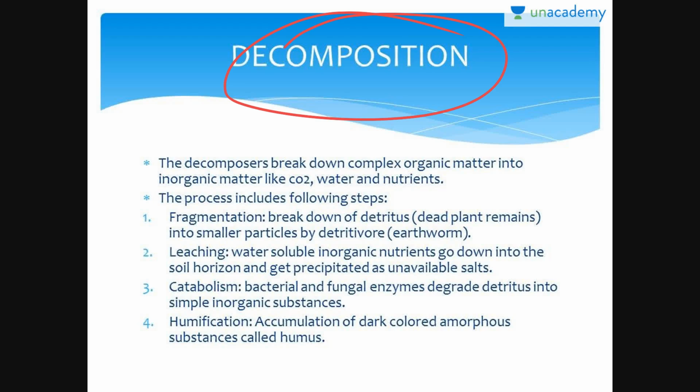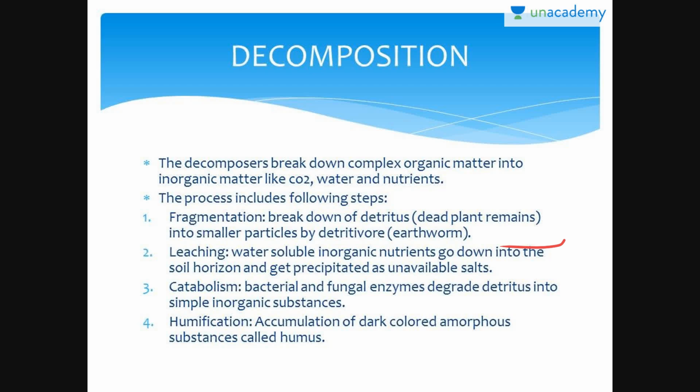Then decomposition. The decomposers break down complex organic matter into inorganic matter like carbon dioxide, water, and nutrients. The process includes the following steps: fragmentation, leaching, catabolism, and humification. Fragmentation is the breakdown of detritus, that is, the dead plant remains, into smaller particles by detritivores, that is, the earthworm.